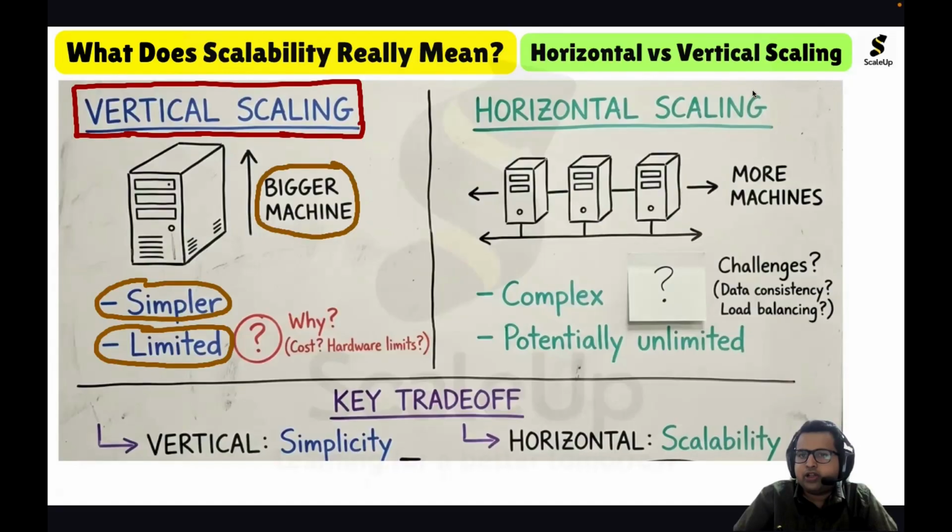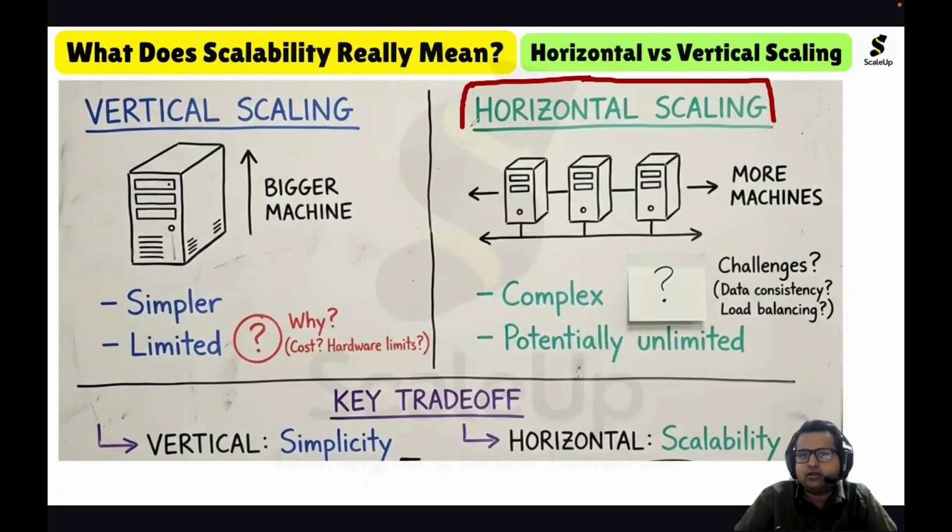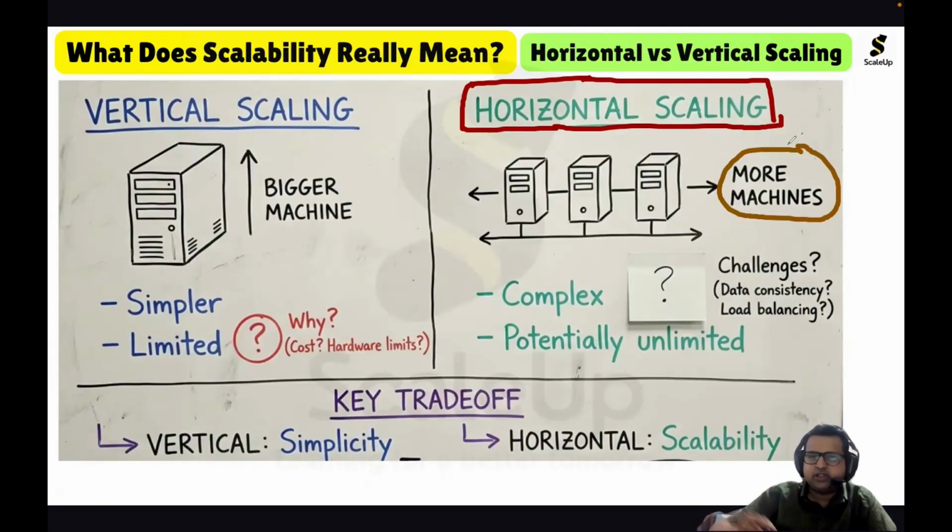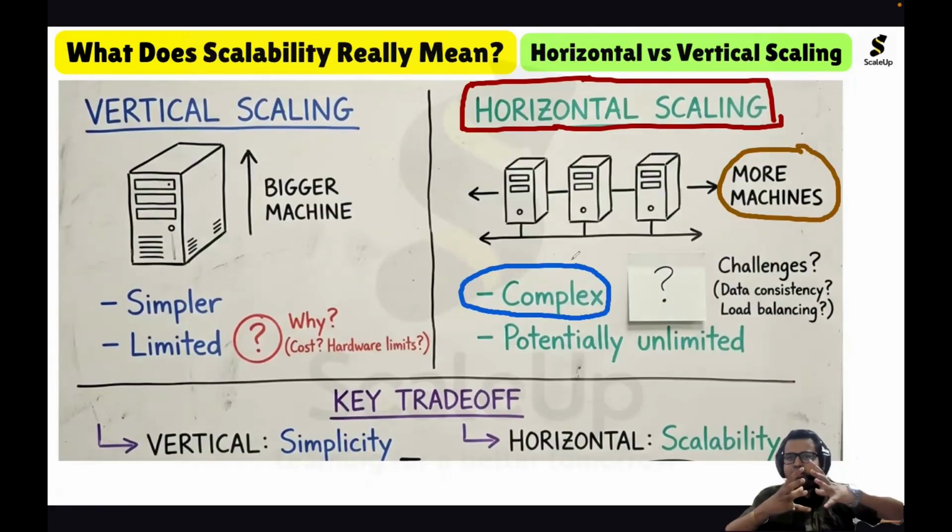So if we look at horizontal scaling, horizontal scaling means replicating the machines, adding more machines. In horizontal scaling, we are achieving a distributed architecture wherein we have the replicas of the same machine, and we have to do the load balancing and some kind of synchronization. So distributed architecture concepts will be involved, and hence it is complex.